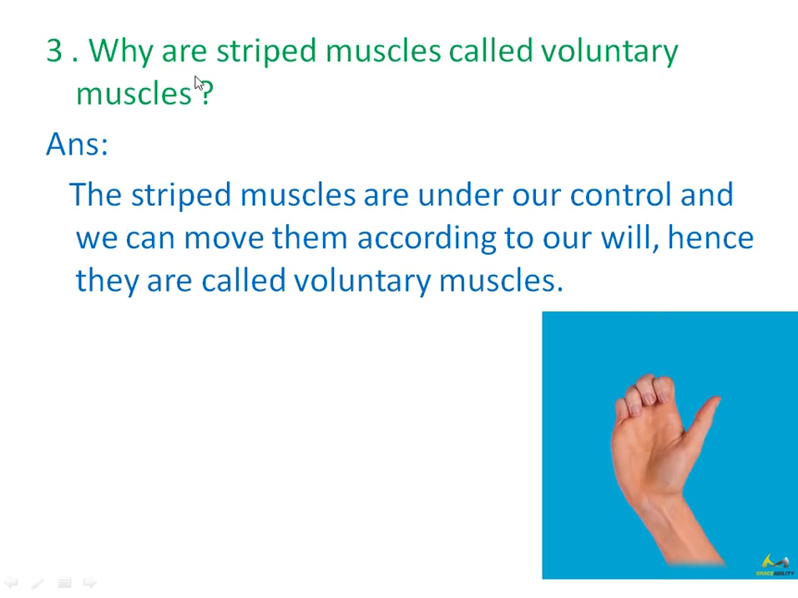Third question. Why are striped muscles called voluntary muscles? We know what voluntary muscles do. Voluntary muscles are under our control. That is the first thing. See here, the answer is the striped muscles are under our control and we can move them according to our will. Hence, they are called voluntary muscles. Examples of this are the arms, legs, hands, feet. Those are all examples of the voluntary muscles.